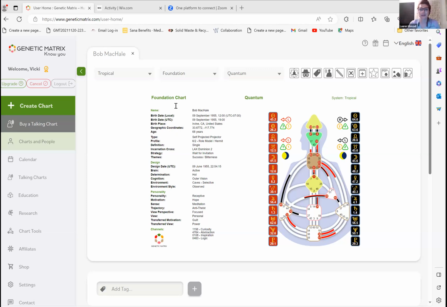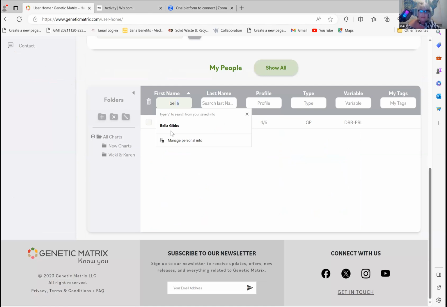Amanda says, let's go with Bella. She's been having some help. So you have her chart, Vicki? I'm trying to get to it to see if it will allow me to share. Let me sign into Genetic Matrix real quick. Okay, and then I will come back and see if it's going to let me share. Okay, share screen. Can you see Genetic Matrix? Yeah. Oh, and I think I have Bella's chart. Bella Gibbs. Here we go.